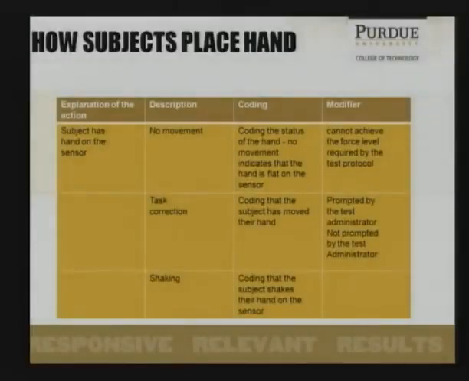So when we take a look at how subjects place their hand, we have no movement. So the hand is on the sensor, and they don't do anything. They just keep it there, which is good. And that's it. Some people look at this.